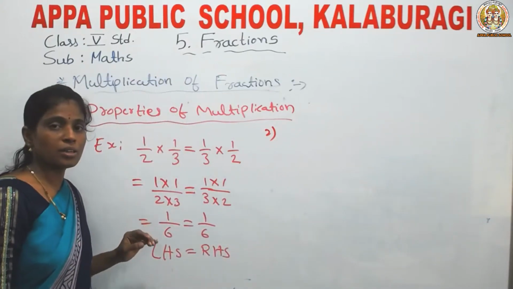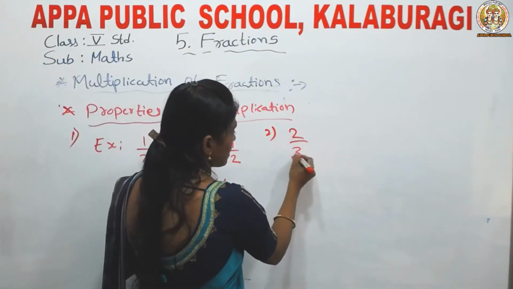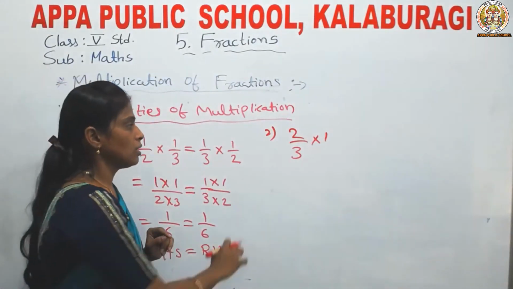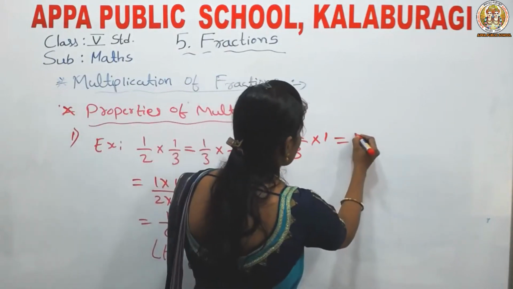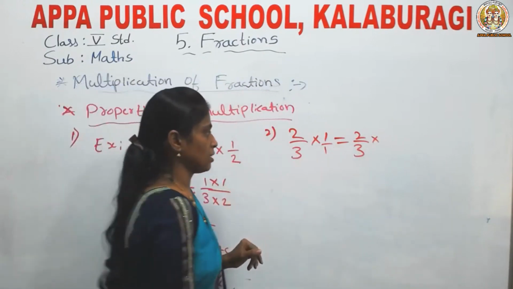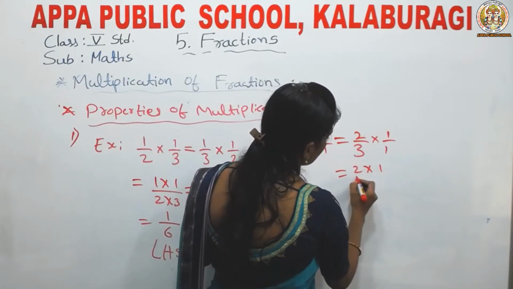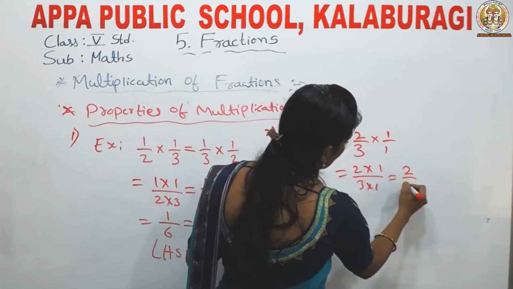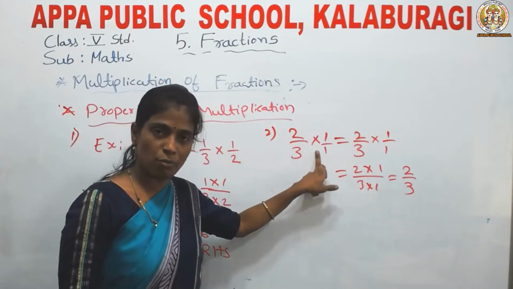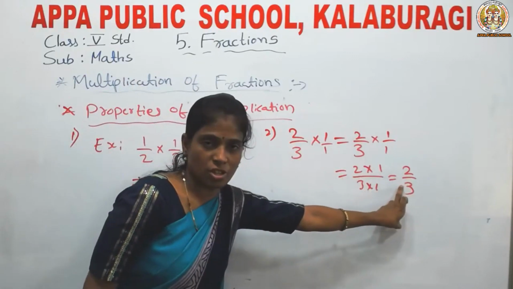A fractional number multiplied by 1 gives the fraction itself, that is, 2 by 3 multiplied by 1. Here the denominator is not written, which means it is 1. Remember, children, 1 is 1 by 1, so 2 into 1 divided by 3 into 1 gives 2 by 3. The second property: when a fractional number is multiplied by 1, we get the fraction itself. Here 2 by 3 is the fraction, and the same fraction came as the result.